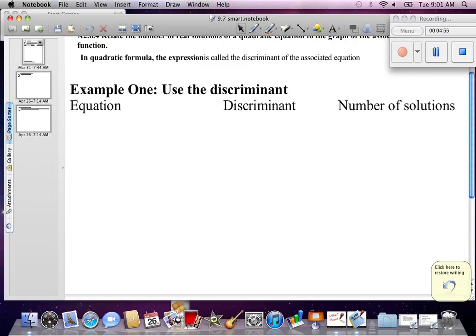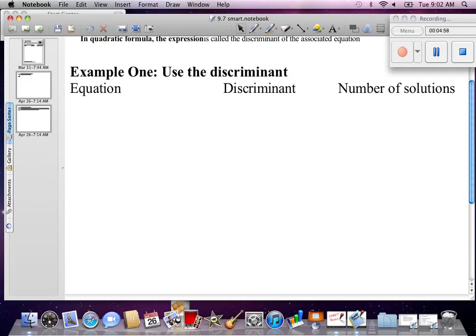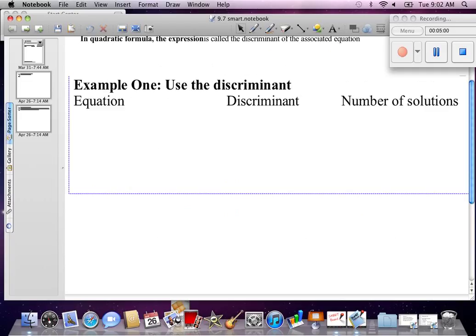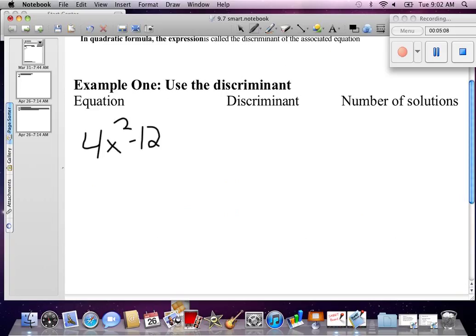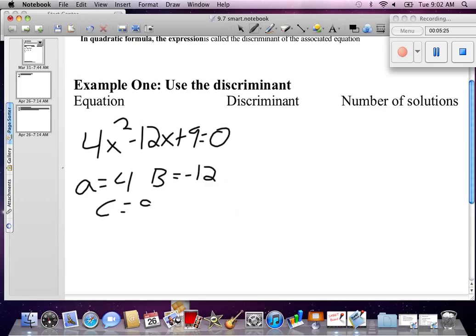We've got 4x squared minus 12x plus 9 equals 0. Is this in standard form? Does it equal 0 or y? Do we have an x squared, then an x, then a number by itself? A equals 4, B equals negative 12, and C equals 9. So again, I'm going to plug it into that equation.